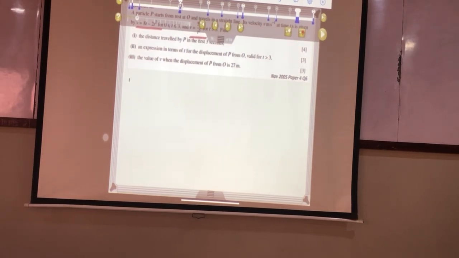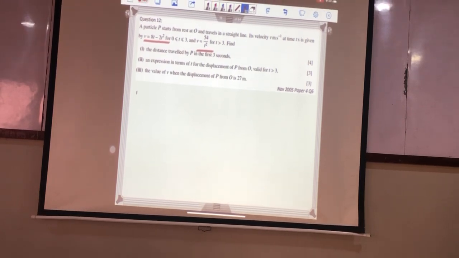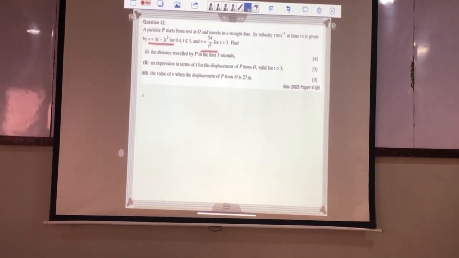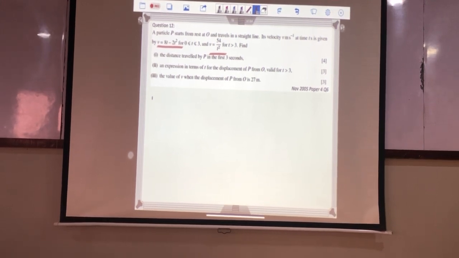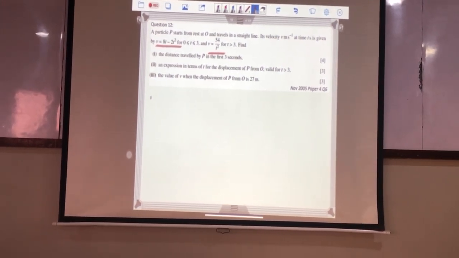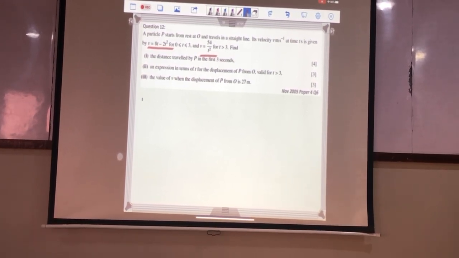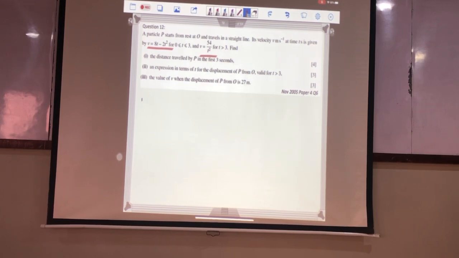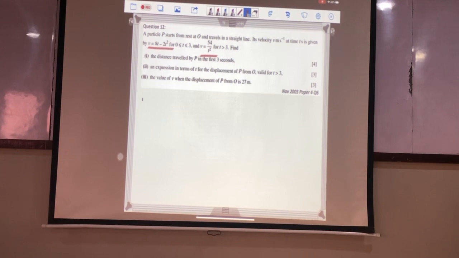Another question to look at. A particle P starts from rest at O, travels in a straight line. Its velocity v meters per second at time t seconds is given by such and such. Now there are two expressions for velocity. One is between 0 and 3, the second one is from 3 onwards. The distance traveled by P in the first 3 seconds. Again, it's not asking for the displacement expression. So all you do is integrate and plug in the limits 0 to 3.